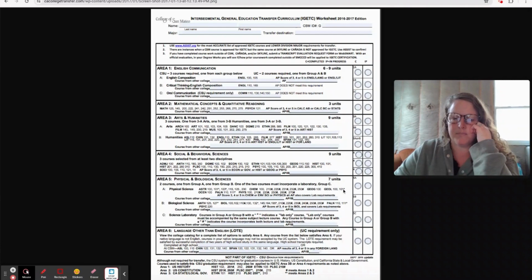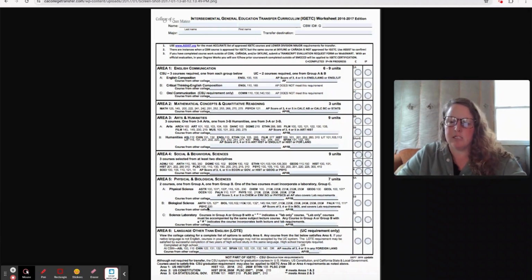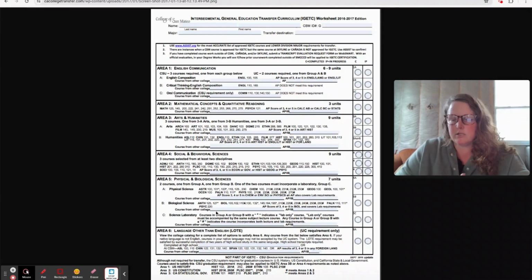And this one says 2 courses, one from Group A, and then I took anthropology. So there's something for everybody. There's psychology, anthropology, biology. So if you're not into the sciences, you can do anthropology or psychology. That's really cool. And so that's that.